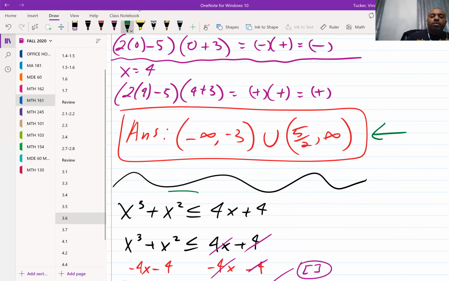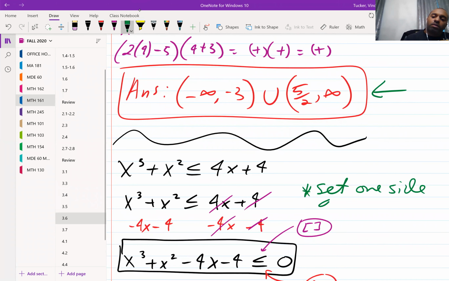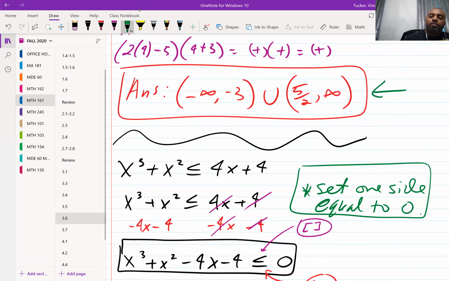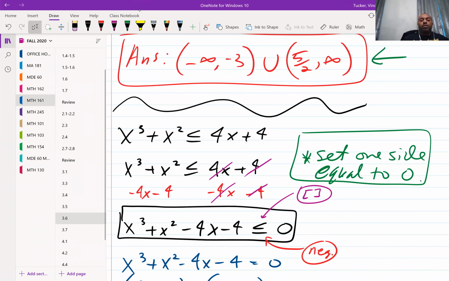All right. So the next one: x cubed plus x squared less than or equal to 4x plus 4. So remember the first move, you want to set one side equal to 0. So I subtracted 4x and subtracted 4 from both sides. And it gives me x cubed plus x squared minus 4x minus 4 less than or equal to 0.